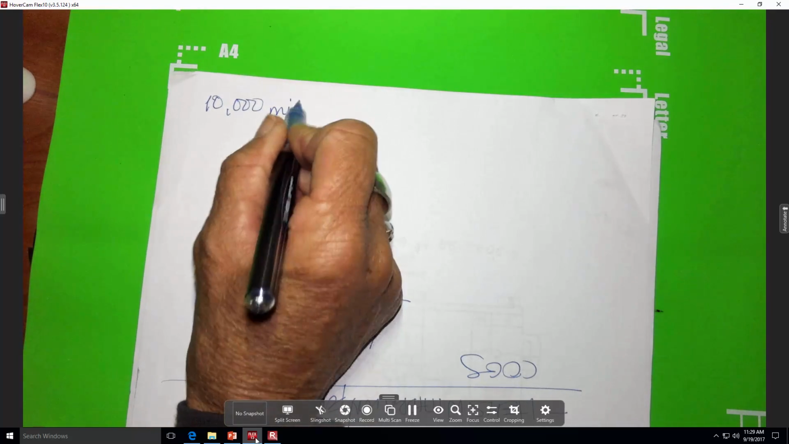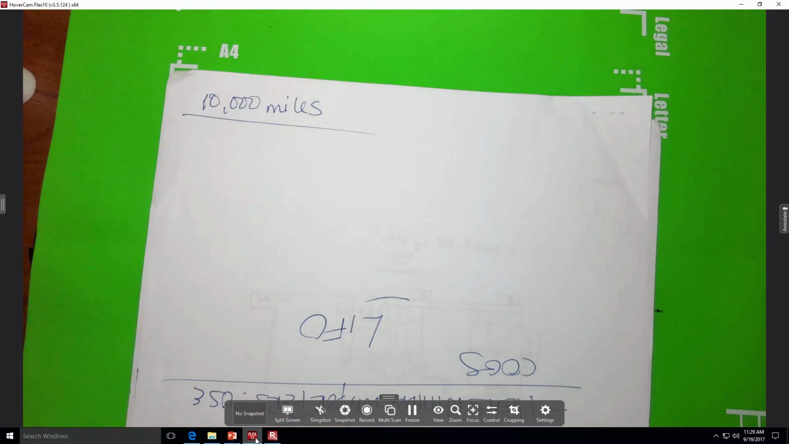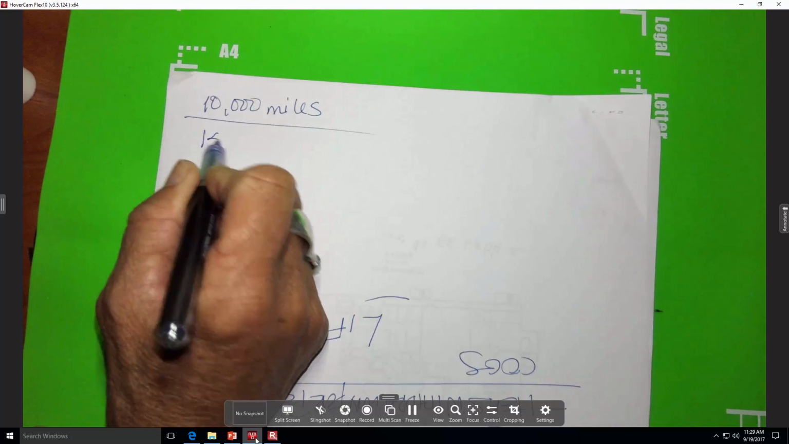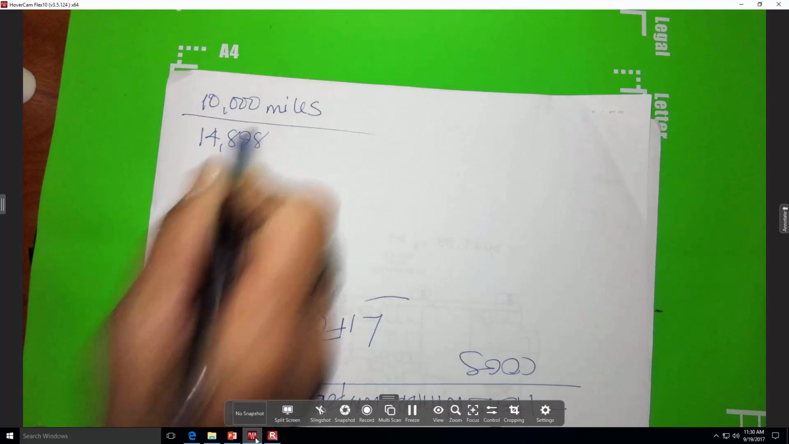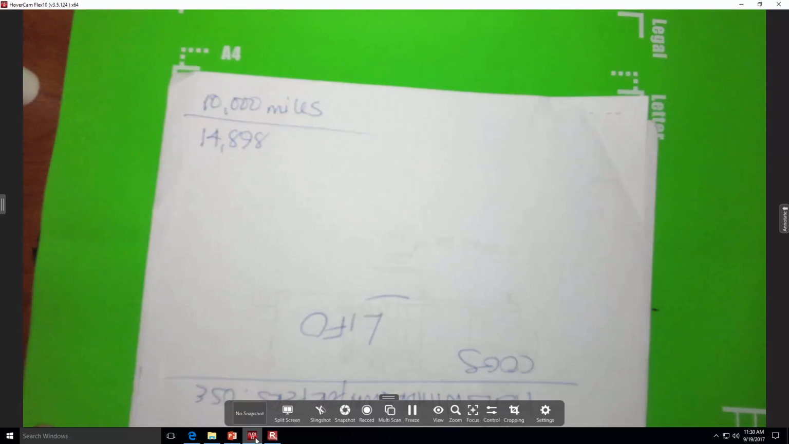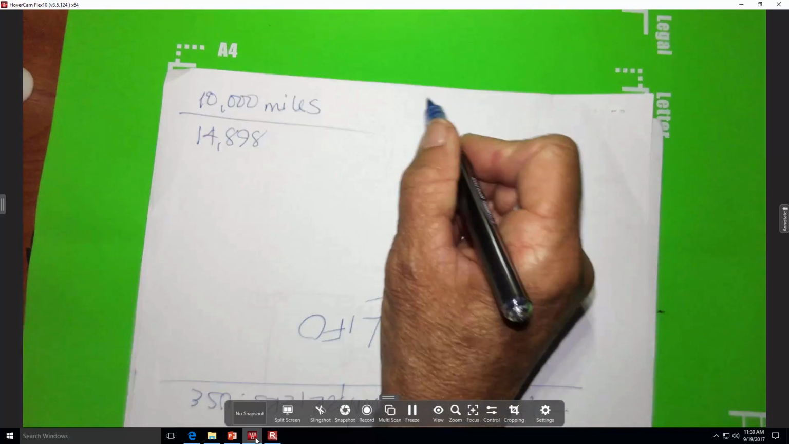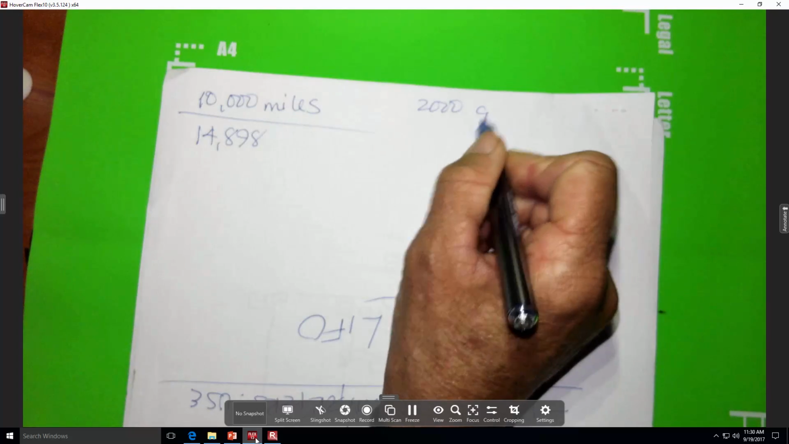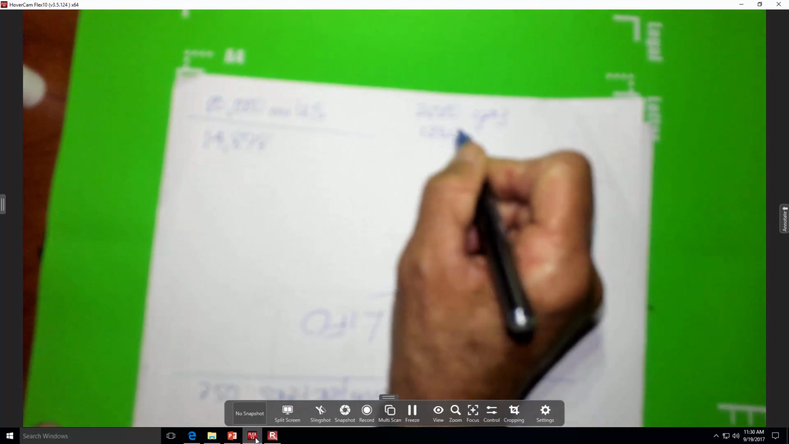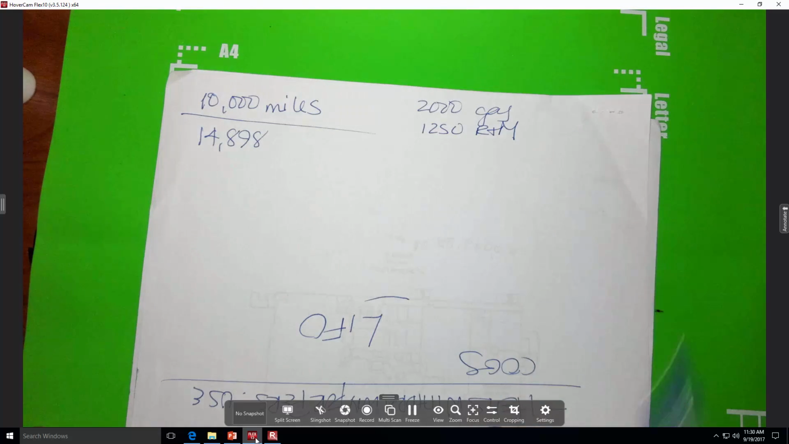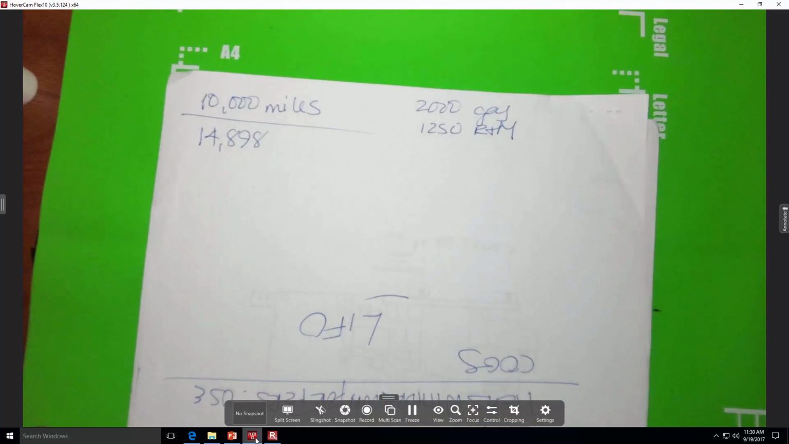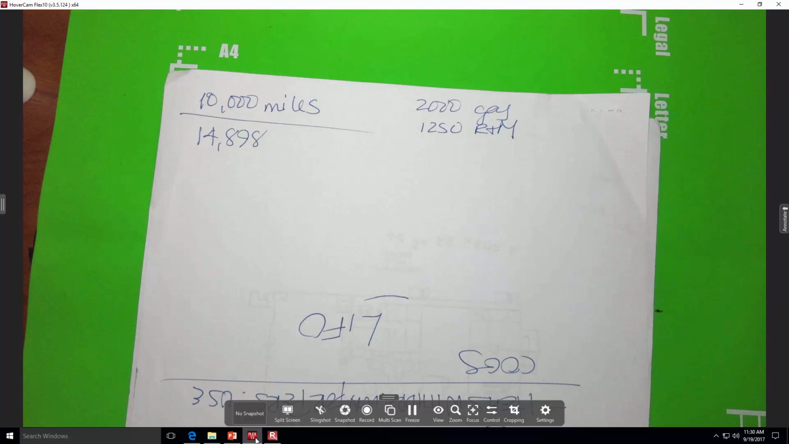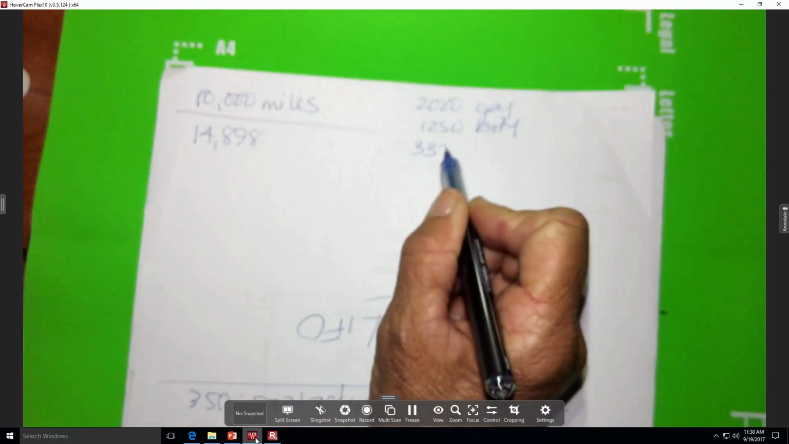Let's say that she says, this year I drove 10,000 miles for business. The total miles I put on my car was 14,898 in total. And my actual expenses were $2,000 in gas, $1,250 in repairs and maintenance. And I look up and get the depreciation out of the tables. Let's say it's a $25,000 car, 20%. $3,320 of depreciation.